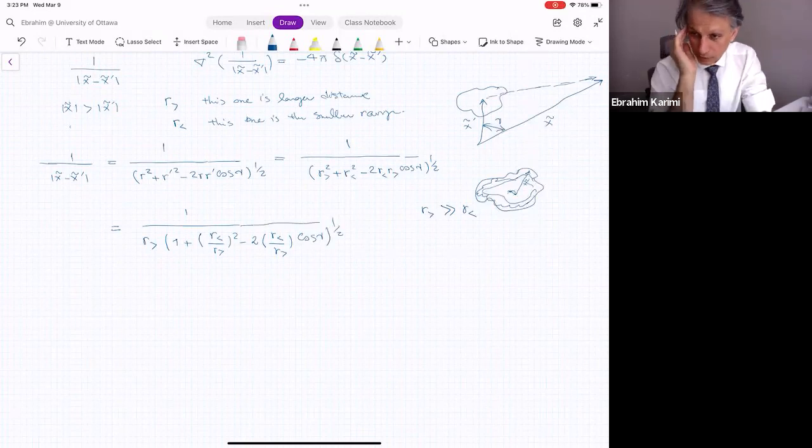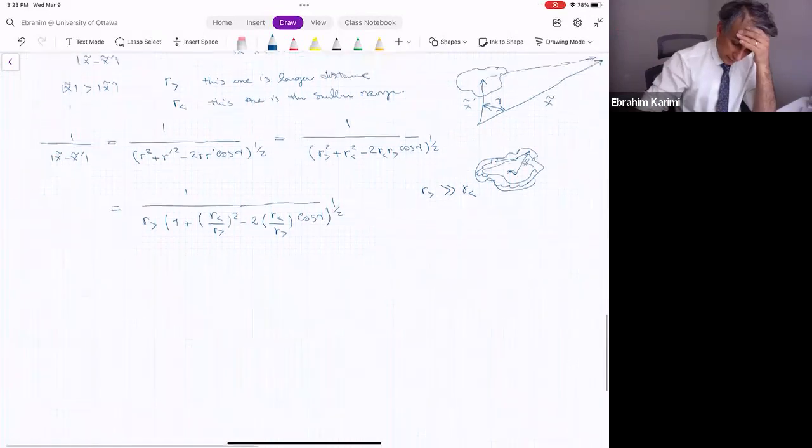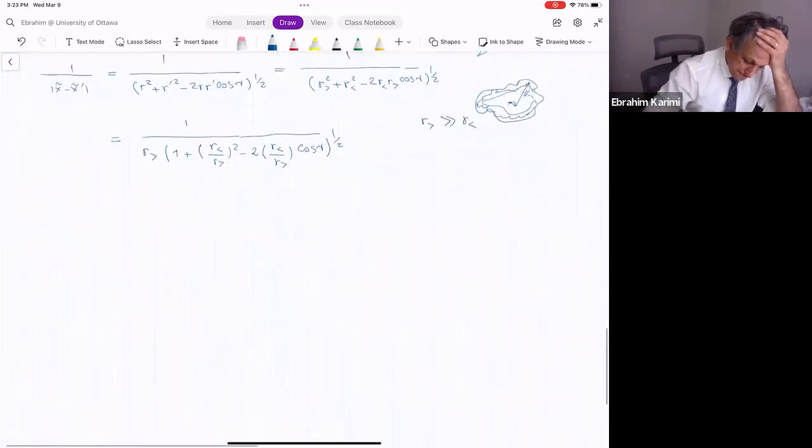Okay. So indeed, what I have done, I assume that the larger distances can be factored out, and then we end up with this expression. So we can use the Taylor expansions.